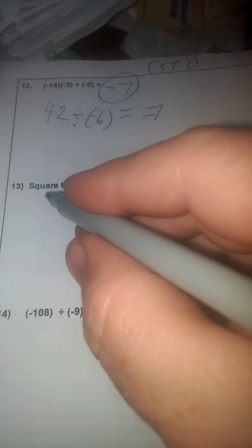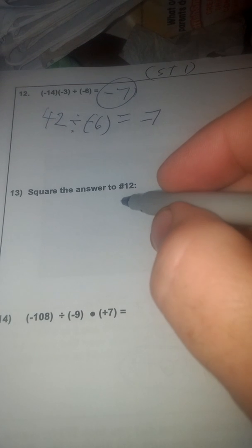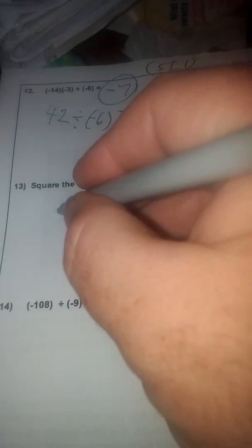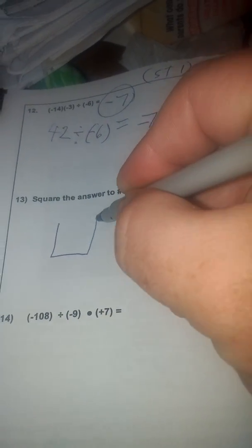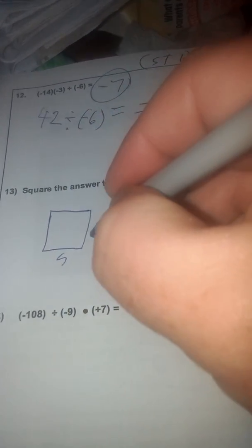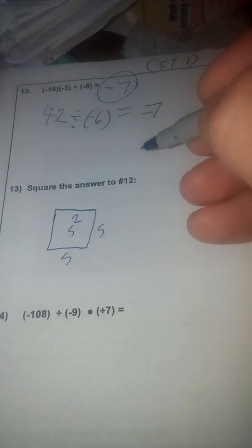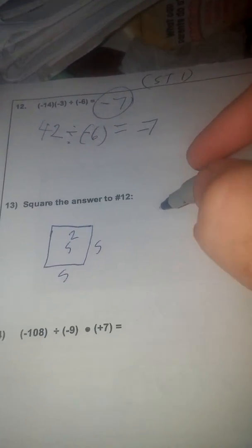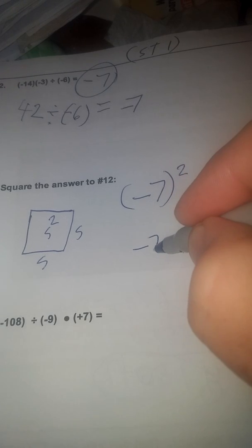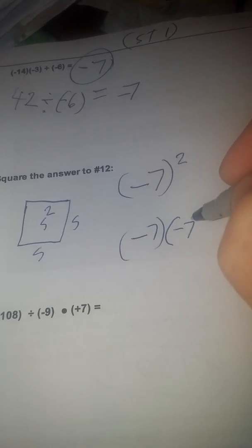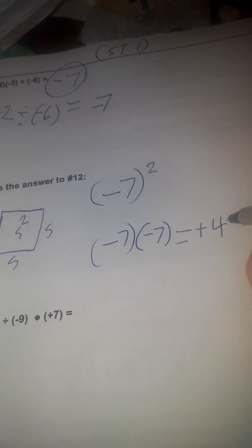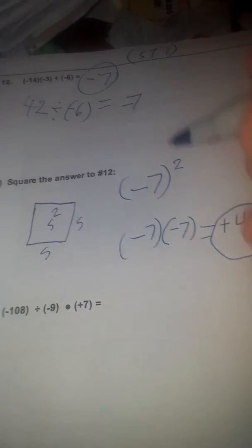The second question asks us to square the answer to number 12. A number of people got this wrong because they tried to get the square root, which is going in the opposite direction. When we say we are squaring, it's really based on the idea that you find the area of a square by multiplying the side times the side, which is side squared. It is a square. So our base number is negative 7, and we are squaring it. That means negative 7 times negative 7. Two negatives canceling each other out. That is positive 49. And that's our answer for that one.